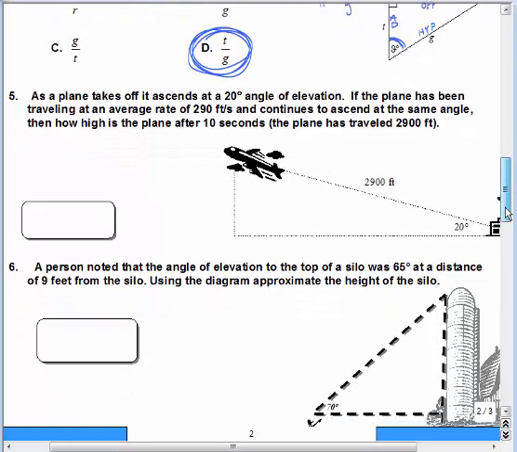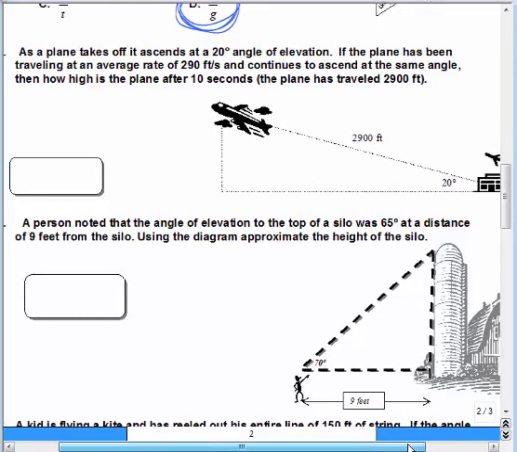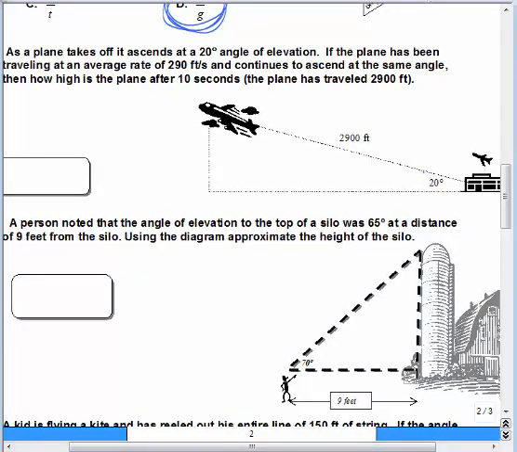Alright, with the next one, we're going to use an application. It says as a plane takes off, it ascends at a 20-degree angle of elevation from the airport. If the plane has been traveling at an average of 290 feet per second and continues to ascend at the same angle, then how high is the plane after 10 seconds? Well, it's kind of a right triangle. You can see it kind of built into this problem. There's the angle of reference. So the side furthest away over here is opposite, which is the height of the plane, how high the plane is. And I want to find that. There's the right angle. So the side not touching the right angle is hypotenuse, which leaves adjacent here.